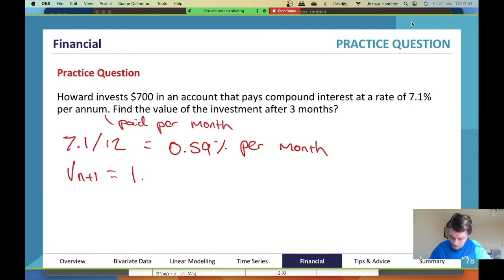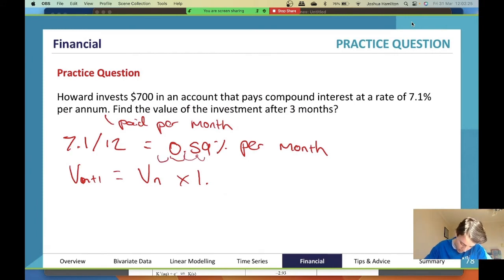Actually, that's probably the wrong way to go about it. I'm just going to apologize. It is actually going to be Vn plus 1 equals Vn times 1 plus r divided by 100. So it's going to be 1.0059.